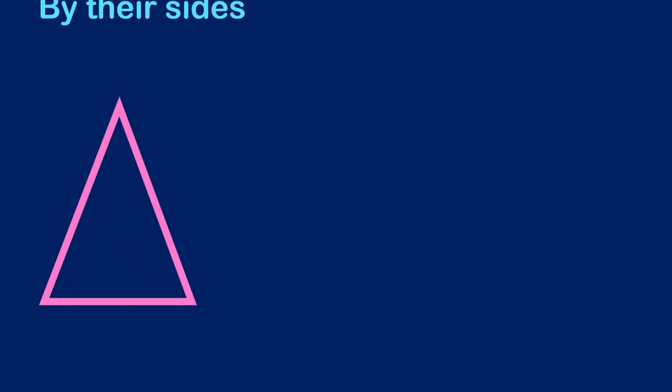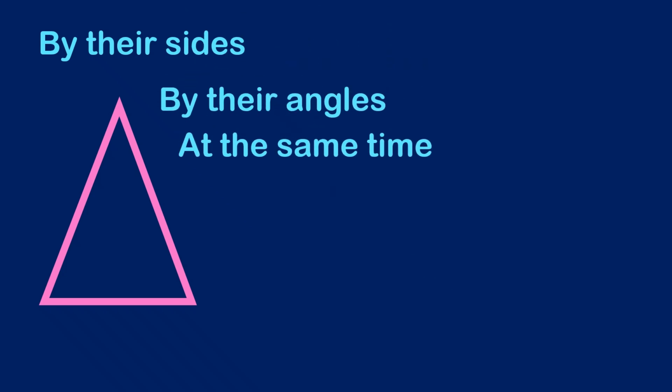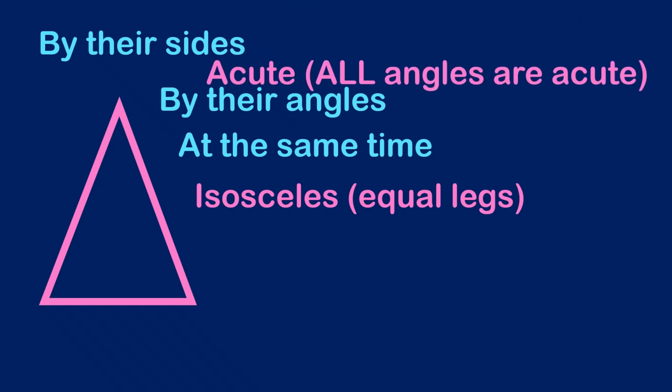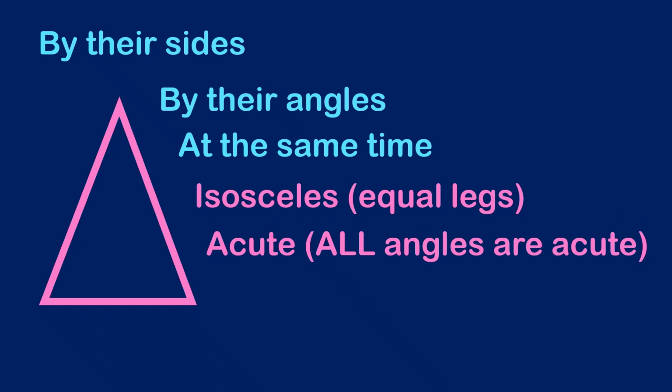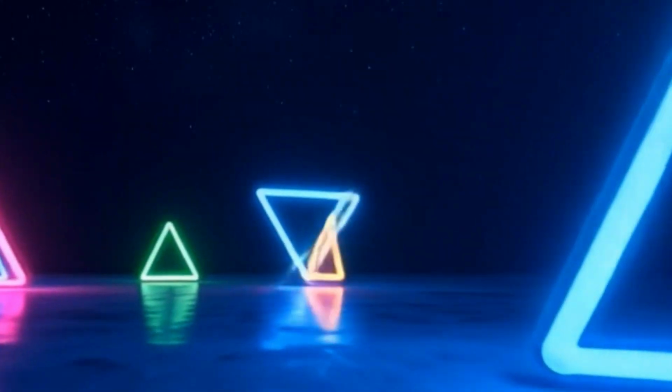Almost there. So here's a triangle. We can analyze by the sides or by the angles and at the same time. So this is an isosceles which has equal legs, sides, but also acute because all angles are acute. That's it for the cool triangles. There will be more shapes, but not now.